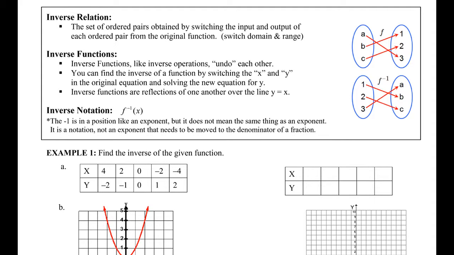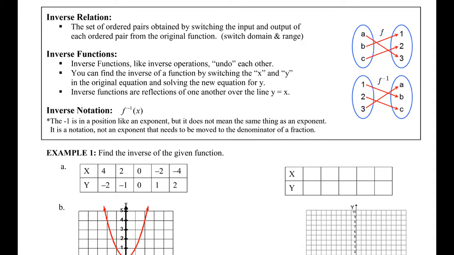They undo each other. You can find the inverse of a function by switching the x and y in the original equation and solving the new equation for y. Inverse functions are reflections of one another over the line y equals x, and the notation is f raised to the power of -1. The -1 is in the position like an exponent, but it does not mean the same thing. It is a notation. It does not mean that you need to move your answer to the denominator.